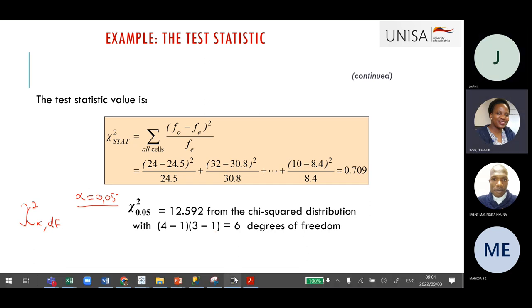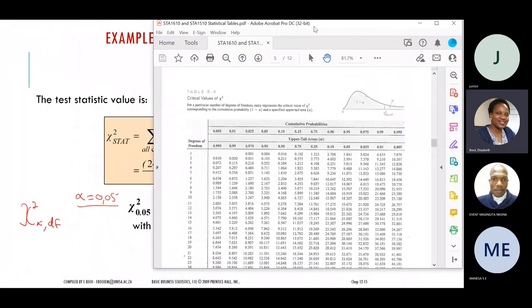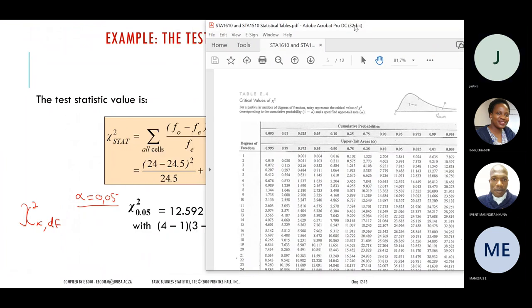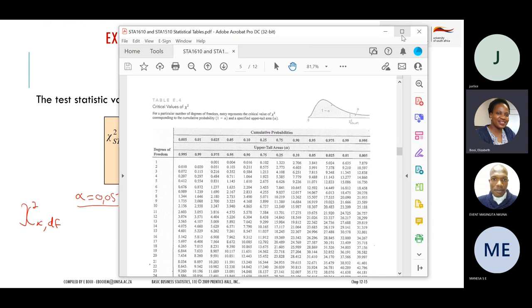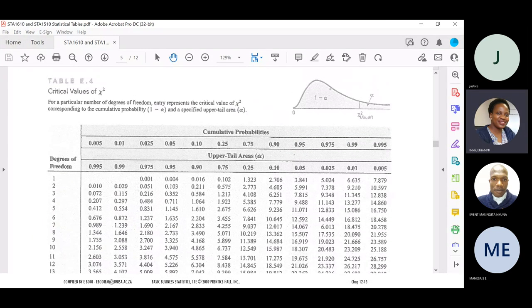And we go to the table. Let's make it bigger so that everybody can see. We use table E4, which is the critical values of chi-square. On the critical values of chi-square, you will always see that it is a right or positive skewed distribution, right? Your critical value will always be on your right-hand side to make a decision. So anything that falls on the right of the critical value, in the region of rejection, will be rejected.